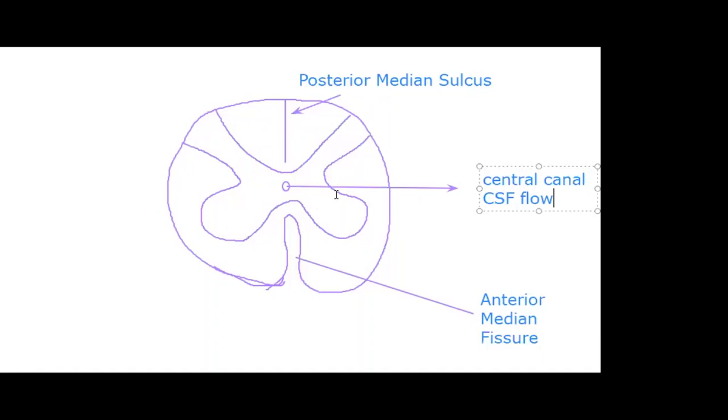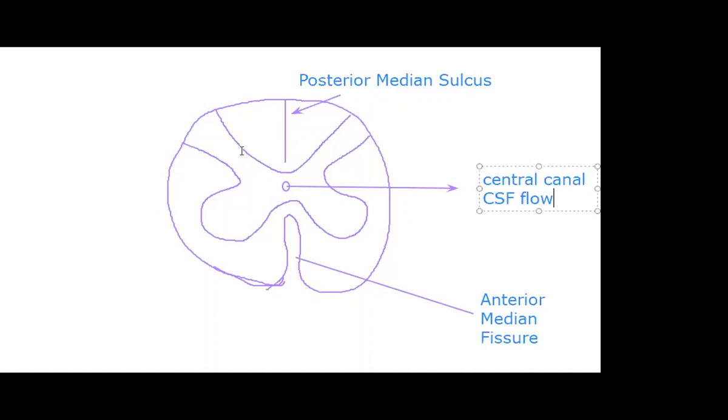And an AKA that you will frequently see for column is funiculus. Funiculus. So that's a fun word, right? F-U-N-I-C-U-L-U-S. Funiculus. So we have gray horns, we have white columns or white funiculi.